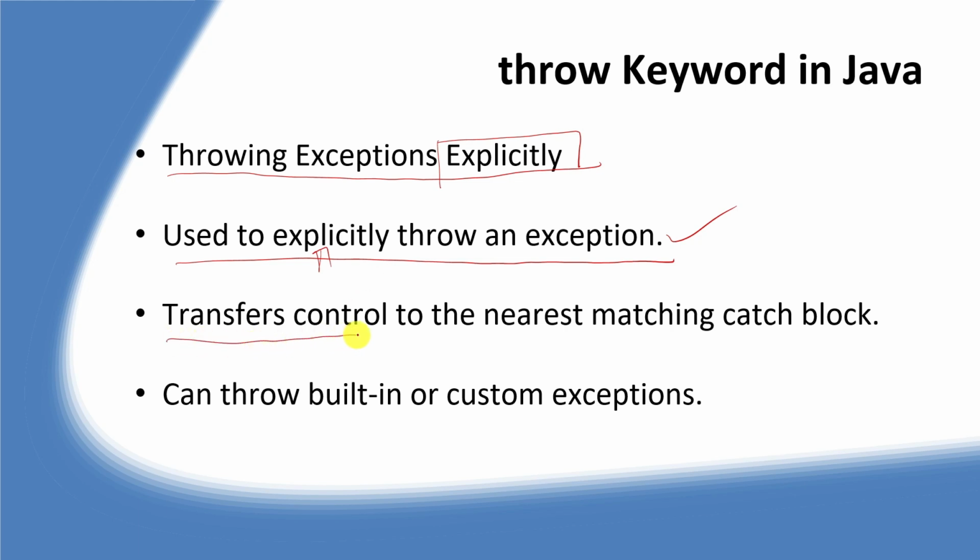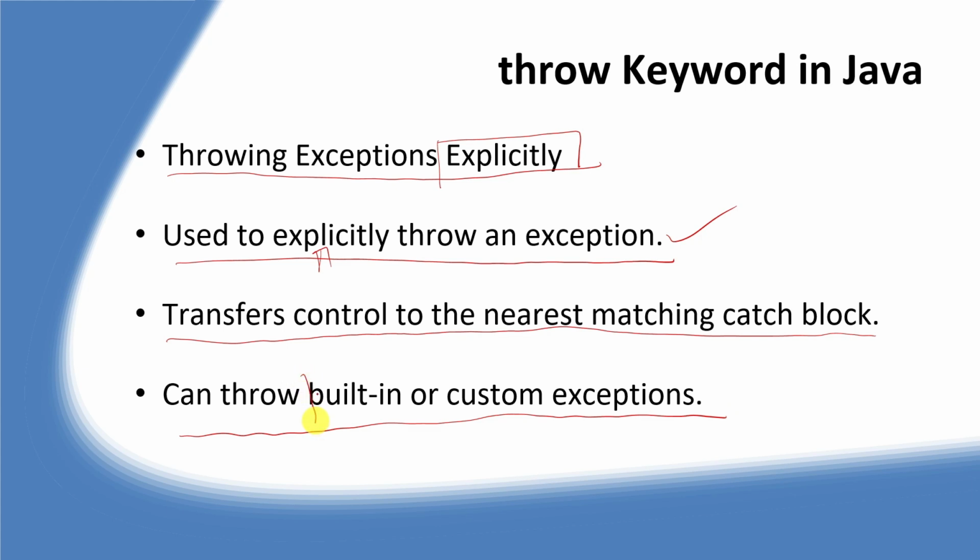It transfers control to the nearest matching catch block. Whenever we execute the throw statement, it will try to find a matching catch block. And it can throw both types of exception. It can be either built-in or custom exception.